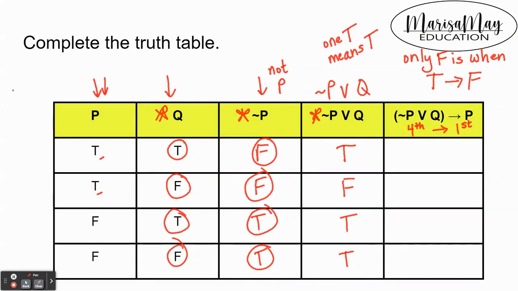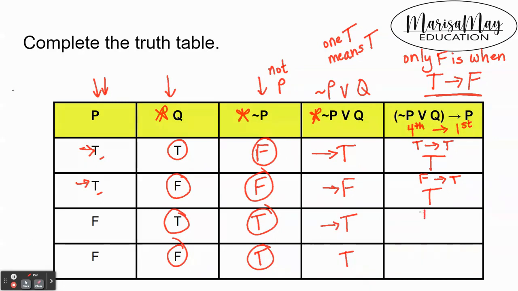So let's do them in the proper order. Remember, we're doing the fourth column first and then the first column. I'm going to use stars to help us. I'll do arrows. So first, this is true implies true. That's going to give us a true. Then we'll do false implies true. That's not our classic case. So this is also a true.